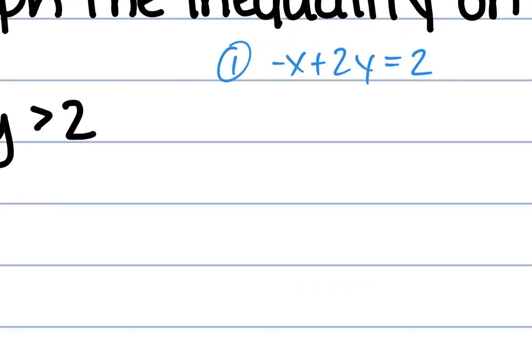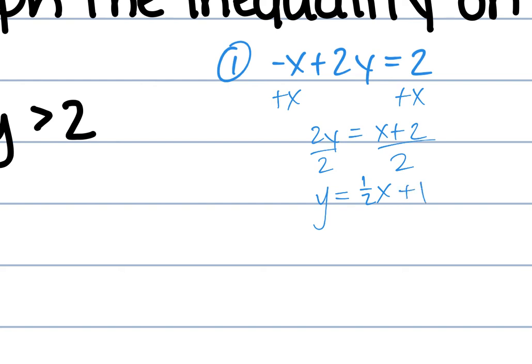Andrew, how do I change this to slope intercept form? Daniel, help me out. Add x, and then we get 2y equals x plus 2. Good. Divide 2 to each side, and then we get, this is the tricky part, 1 over 2x. No. Oh yeah, plus 1. Very good, Daniel. Why'd you get 1 over 2x?